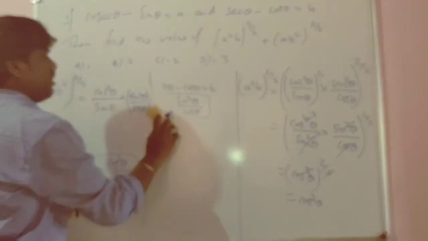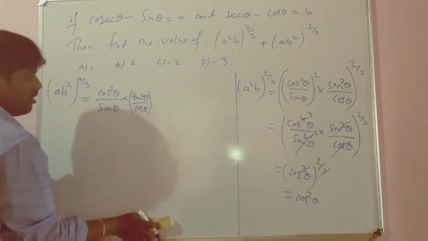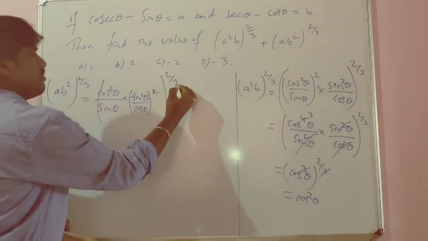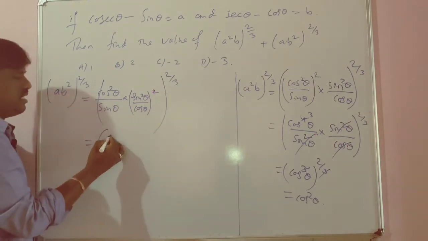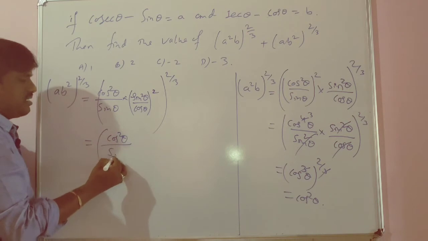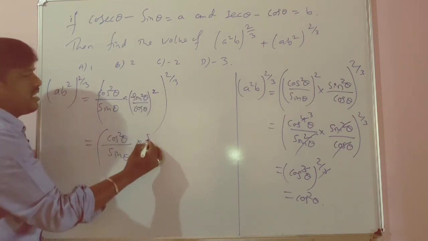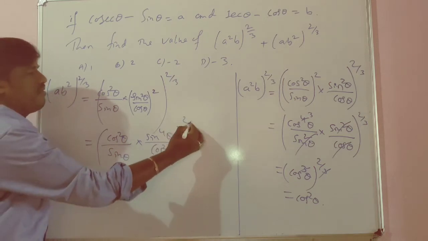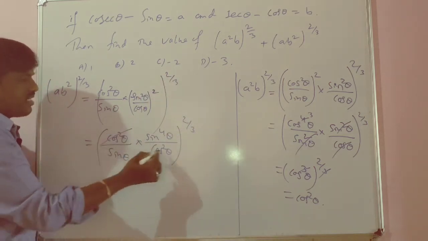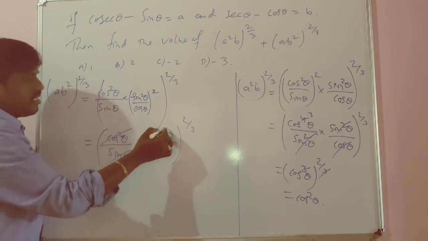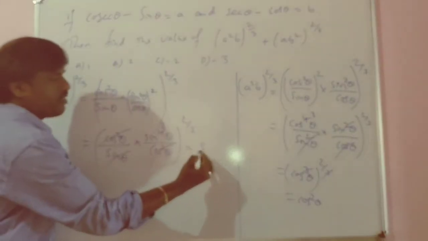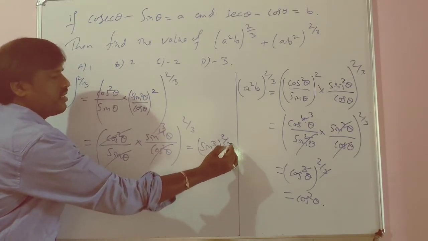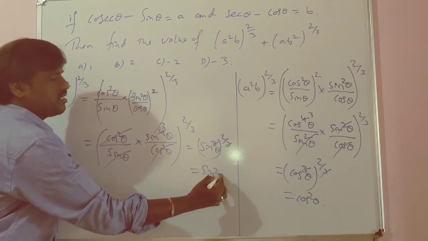This is the square you have. B square, right? You have this one. So you have this square, and you have the power 2 by 3. Now I can write this as cos square theta divided by sin theta into sin power 4 theta divided by cos square theta, to the power 2 by 3. See here, cos square theta cancels, and sin will cancel 3 times. So I am going to get sin cube theta to the power of 2 by 3, and this value is sin square theta.